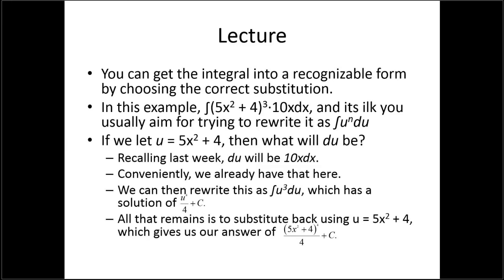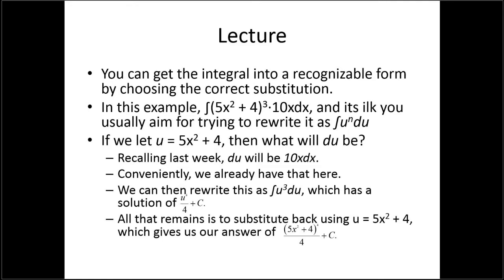And the reason that dx comes up is the derivative of u is really du/dx, but we're taking that dx and multiplying it by both sides. So we're saying du/dx equals 10x, where du itself is equal to 10x dx. That's where that dx comes into play. And it's lovely because we already have that there.